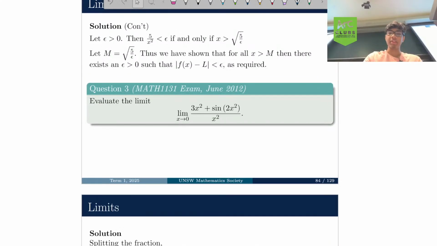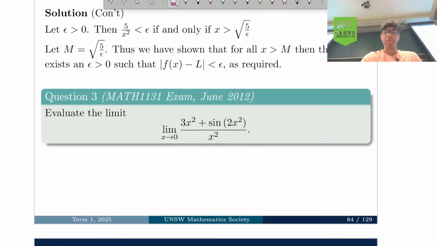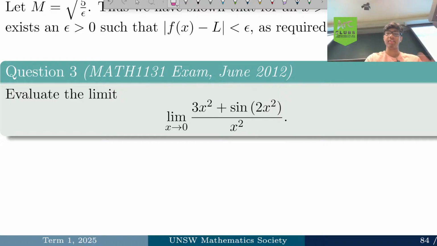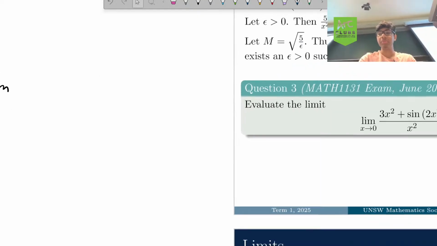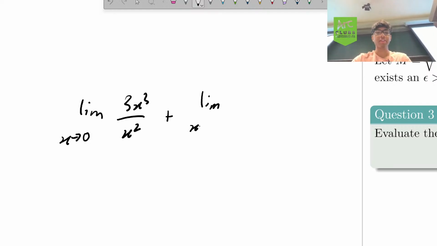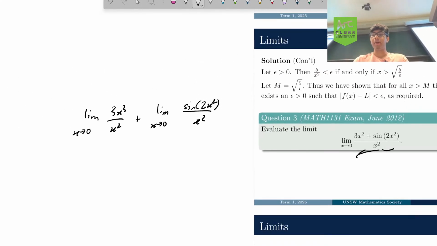So let's go back to this. How do I evaluate this limit? Well, the first thing that I see is that I've got an x squared here, I've got an x squared here. This is going to be really easy to divide, so it probably helps if I split up my fraction firstly. So, limit of x tends to 0, and I'm going to split it exactly how I said earlier: 3x squared on x squared, plus the limit of x tends to 0 of sine 2x squared on x squared. Nothing funky here, I've just split up my fraction and I've applied the limit to each of them individually.